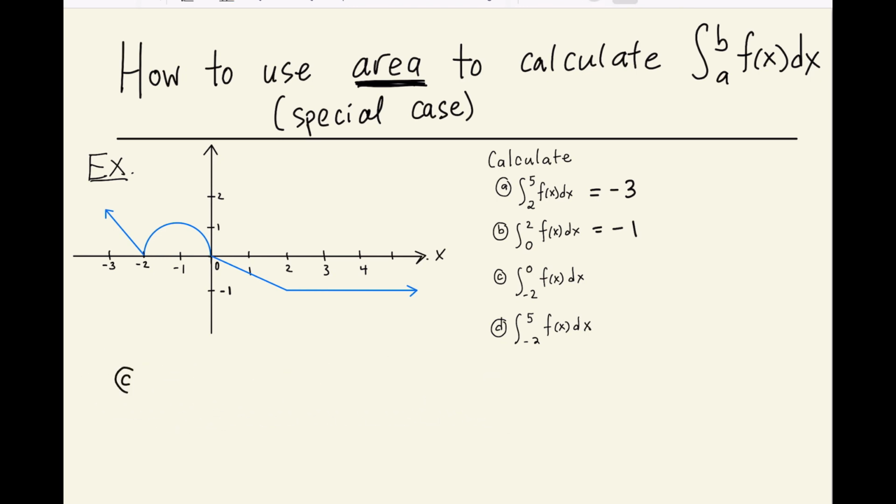So let's work on part C, the definite integral from negative 2 to 0 of f of x dx. Negative 2 to 0 is over here, and if you look at the graph, it's there. The area that we are interested in lies above the x-axis, and it is half of a circle, and the circle has radius 1. So I can calculate this as pi r squared over 2, where r is equal to 1. So this is just pi over 2.